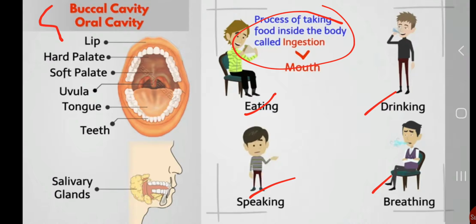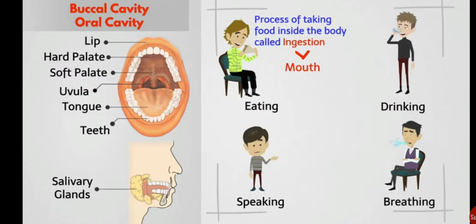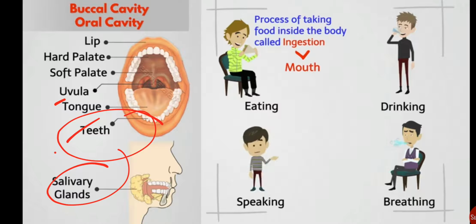The different parts of the mouth are lips, hard palate, soft palate, vulva. When you open your mouth and observe the back, you will observe a tiny thing hanging inside the back of your mouth, which is known as vulva. You can see in this picture. And then tongue. I'm sure everybody knows what tongue is. And then teeth. And the last is the salivary gland. We'll study about tongue, teeth and the salivary gland. So let's start with teeth.